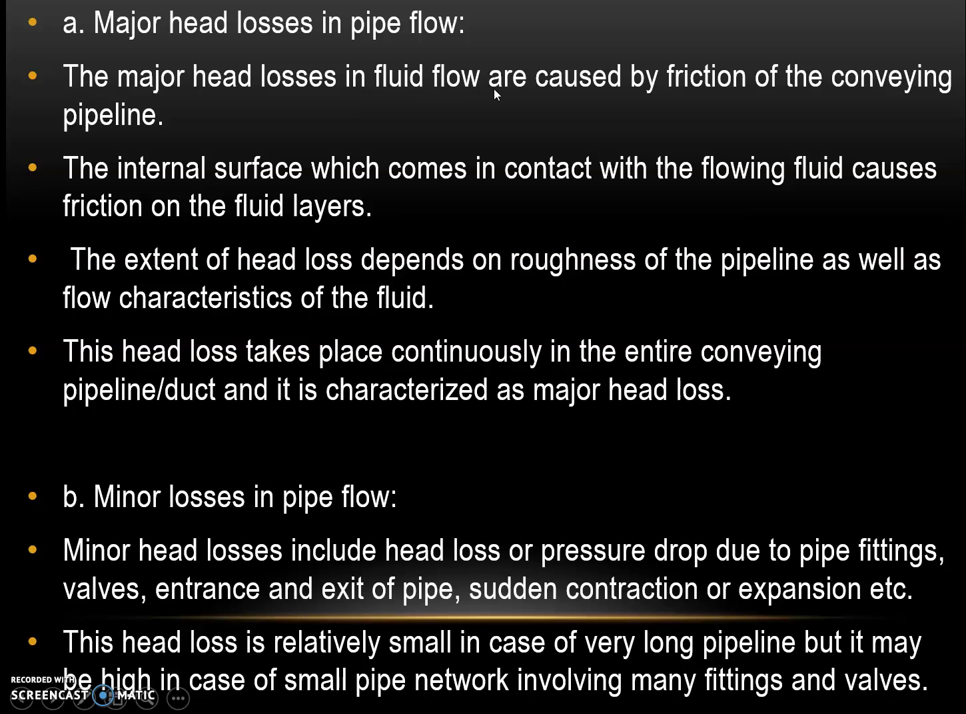The major head loss in fluid flow is caused due to friction of the conveying pipeline. That is, the resistance is offered by the material of the pipe to the flow of liquid. The internal surface which comes in contact with the flowing fluid causes friction on the fluid layers. The extent of head loss depends on roughness of the pipeline and flow characteristics of the fluid. This head loss takes place continuously in the entire pipeline and is characterized as major head loss. So, major head loss is mainly due to friction.